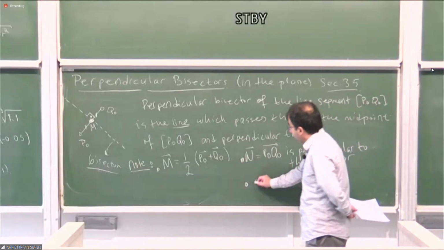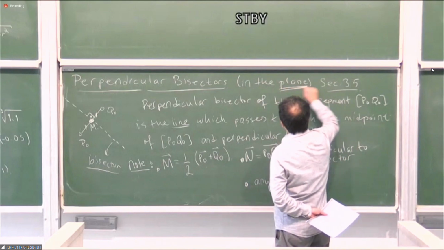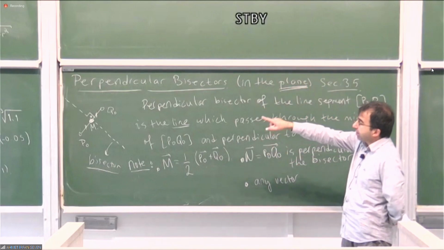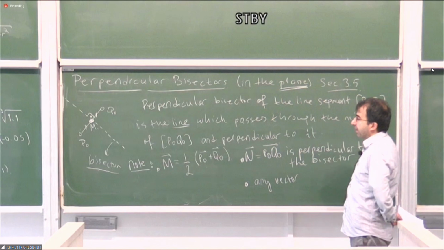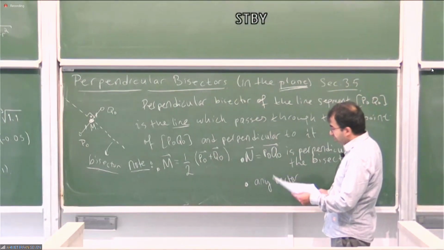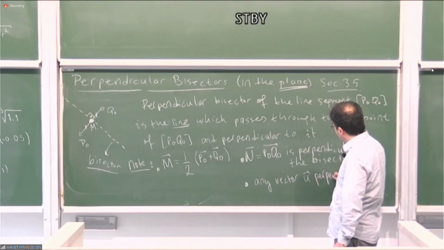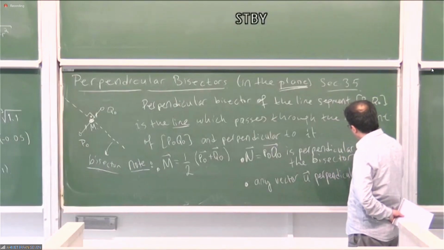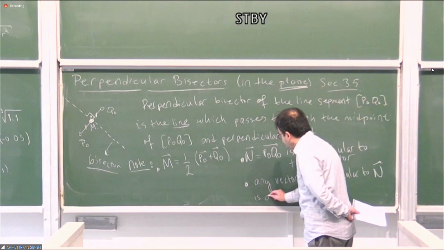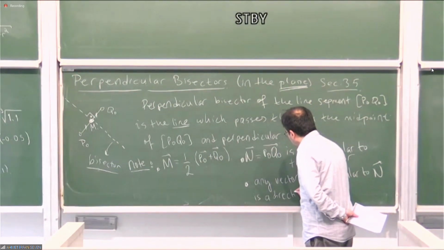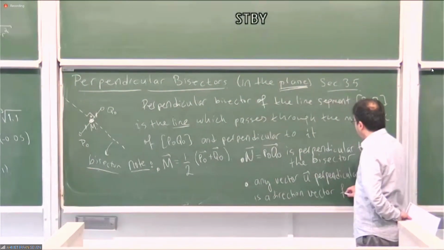Let's also discuss the direction vector. So we are considering things in the plane. Any vector perpendicular to P0, Q0 will be parallel to this line. So it will be a direction vector in our terminology. So any vector U perpendicular to N is going to be a direction vector for the bisector.